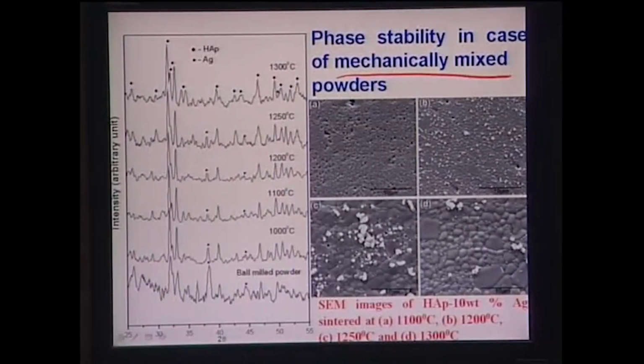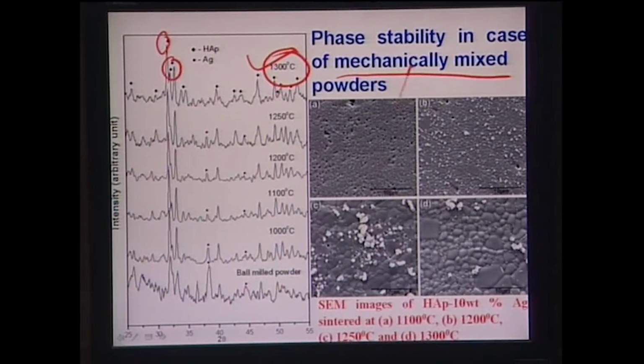The first one is the mechanically mixed powder. You take hydroxyapatite with 10% silver and mix it in a planetary ball mill, and after that you sinter them at different temperatures right up to 1300 degrees Celsius. Interestingly, you see in the X-ray diffraction plots that hydroxyapatite does not dissociate to tricalcium phosphate even at 1300 degrees Celsius, because you can see the major characteristic peaks of hydroxyapatite present very well at high temperature.